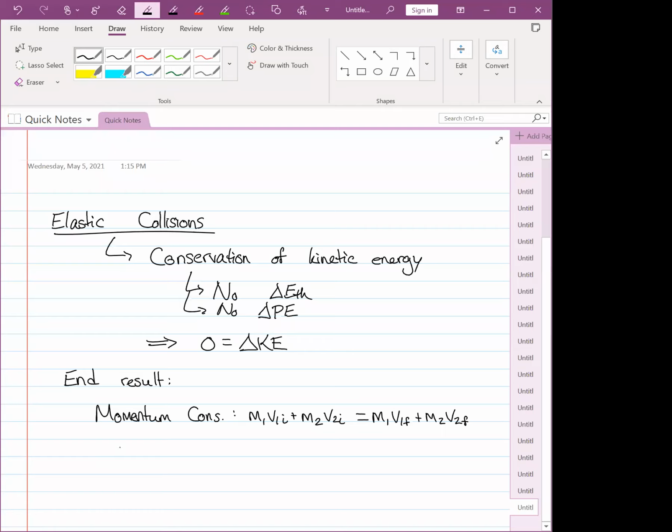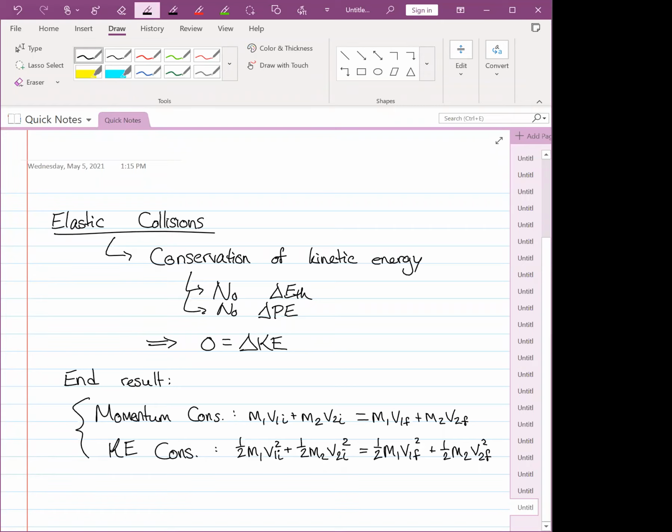Then you would have the kinetic energy conservation, which is a formula that looks like: the initial kinetic energy, 1/2 m1 v1i squared plus 1/2 m2 v2i squared, is equal to the final kinetic energy, 1/2 m1 v1f squared plus 1/2 m2 v2f squared. So these are the equations that we would get for a one-dimensional collision that is elastic.